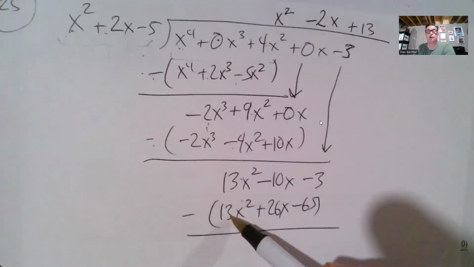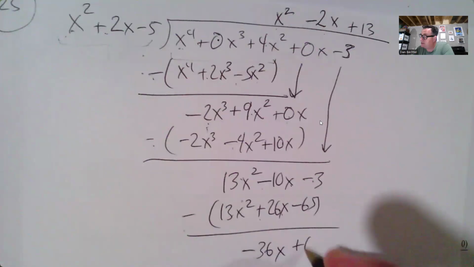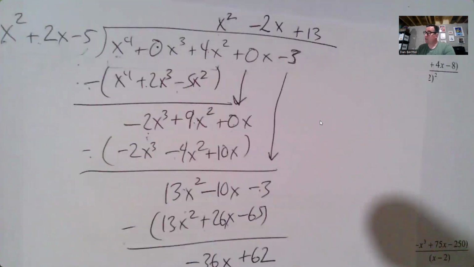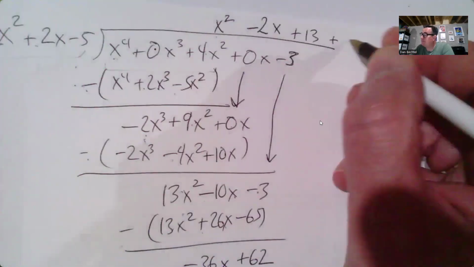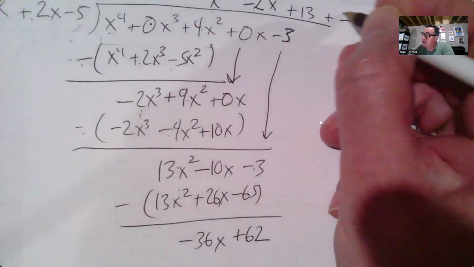These two subtract, gone. Negative 10x minus 26x is negative 36x. Negative 3 minus negative 65 will be a positive 62. So this is my remainder. What we then do with the remainder is we put that at the end. So I'm going to be adding a fraction. I put whatever is down here on the top of the fraction, even though it's a negative.